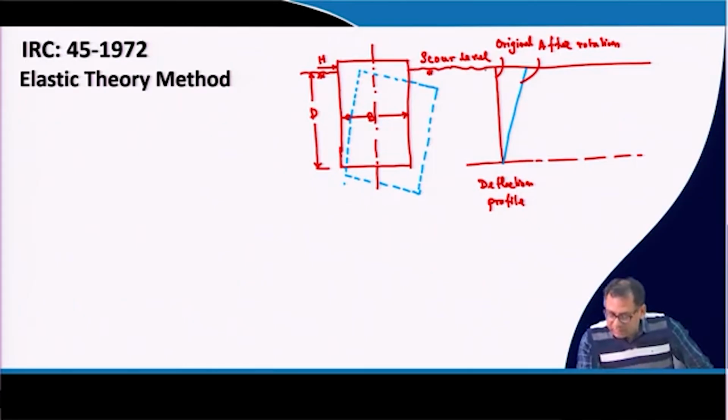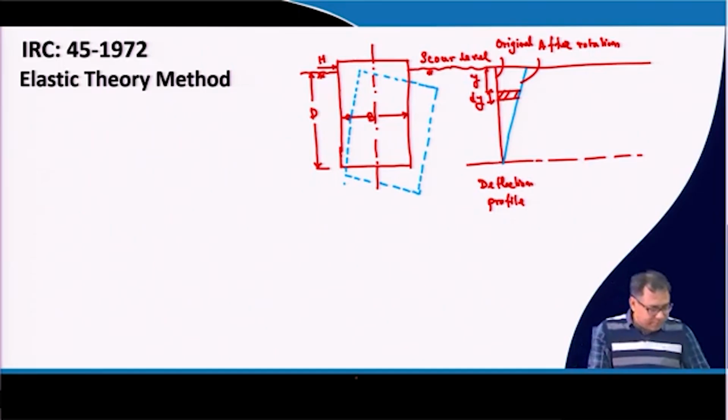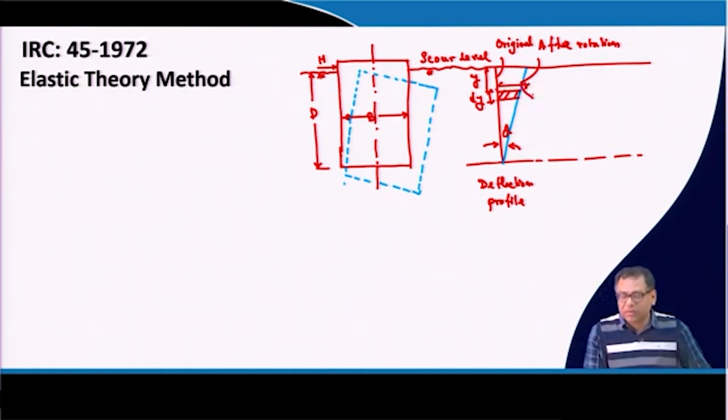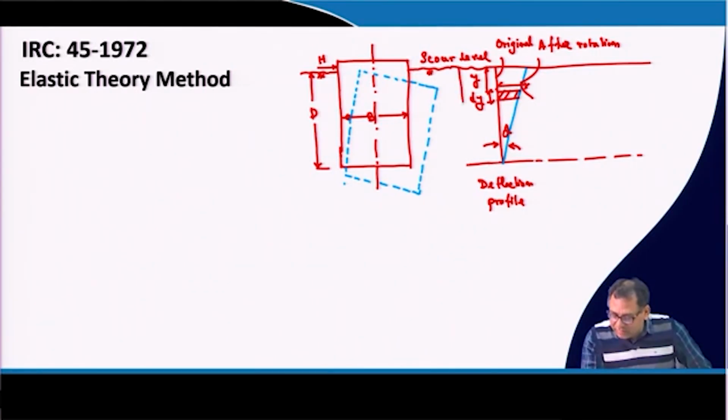If I consider a small segment dy at a depth of y from the scour level, and the amount of rotation is theta, then the deflection at this point will be equal to r theta. So, what will the r value be? This is y, and the total is d.